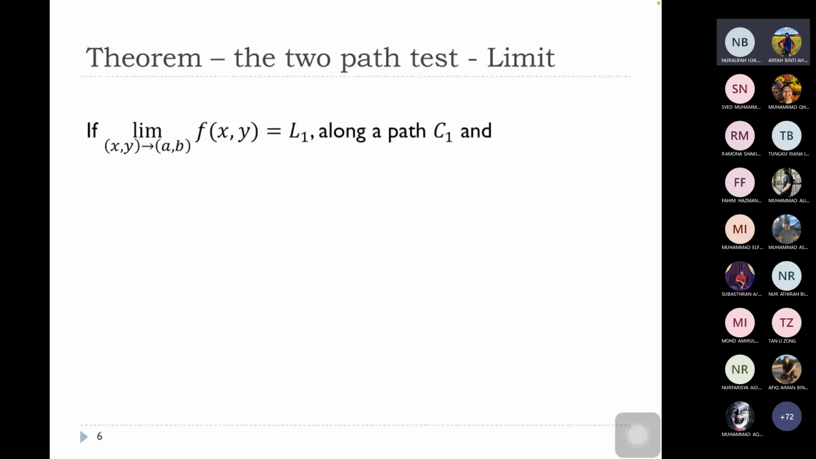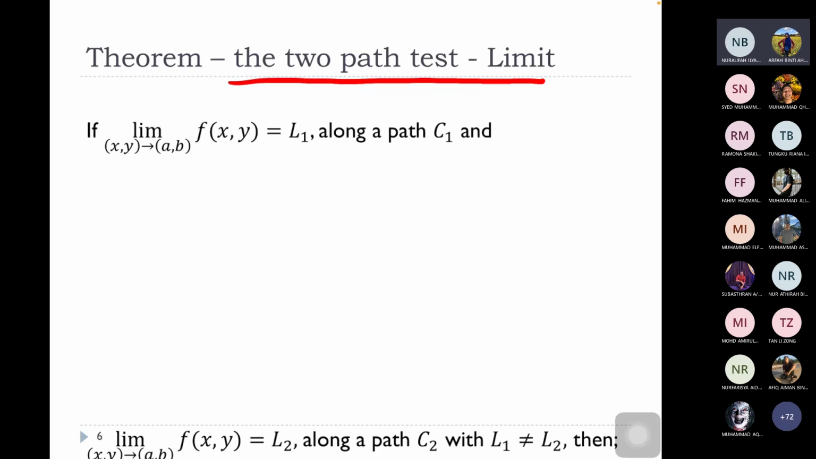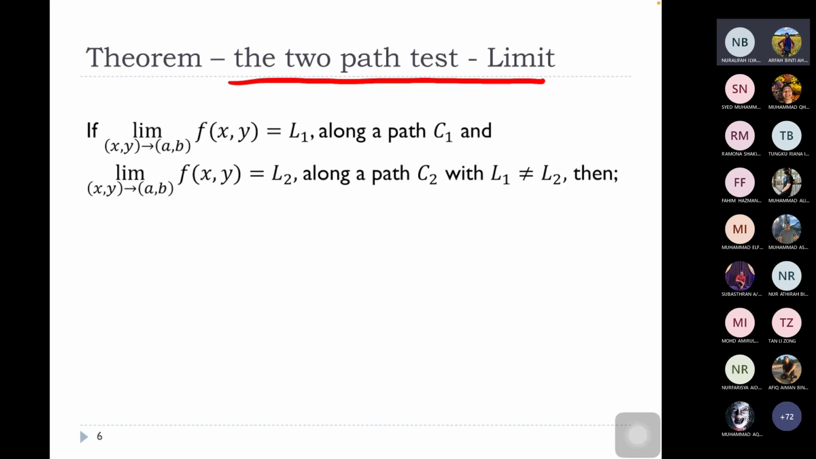So, the theorem: the two-path test of the limit theorem. If the limit as (x,y) approaches (a,b) of the function f(x,y) equals L1 along the path C1, and the limit as (x,y) approaches (a,b) of f(x,y) equals L2 along the path C2, with the condition that L1 does not equal L2, then the limit as (x,y) approaches (a,b) of f(x,y) does not exist.